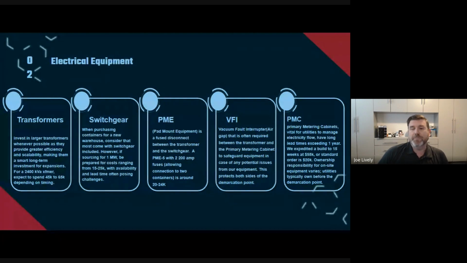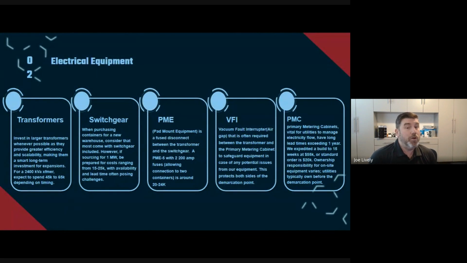In my particular jurisdiction, something called a VFI, which is essentially an air gap between my components and their components, is required. They will not allow us to do anything over a megawatt without a VFI. Those things are about $20,000. So combining the VFI and the PMC that I didn't know about, right there was roughly $70,000 of equipment that I hadn't expected, as I was talking to other people in the industry about what was required to build out.